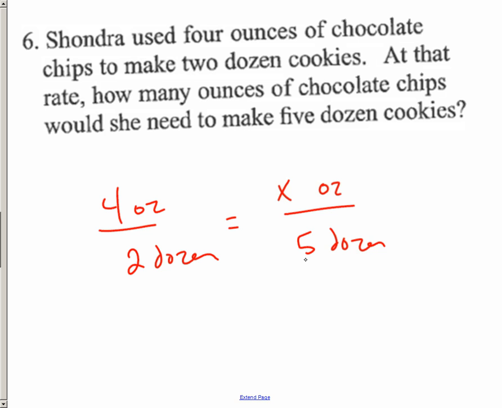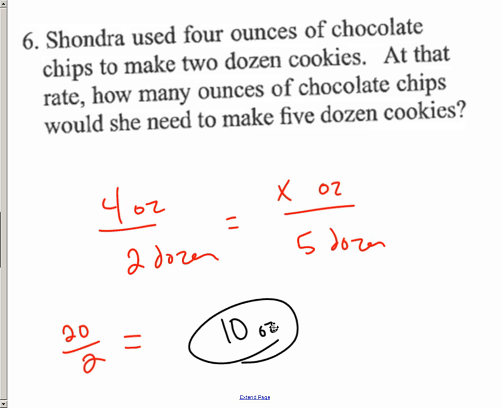4 times 5 is 20. What's 20 divided by 2? That would be 10 ounces. Okay? Because 4 times 5 was 20. Divide that by 2, and we get 10 ounces. So we need 10 ounces of chocolate chips to make 5 dozen.